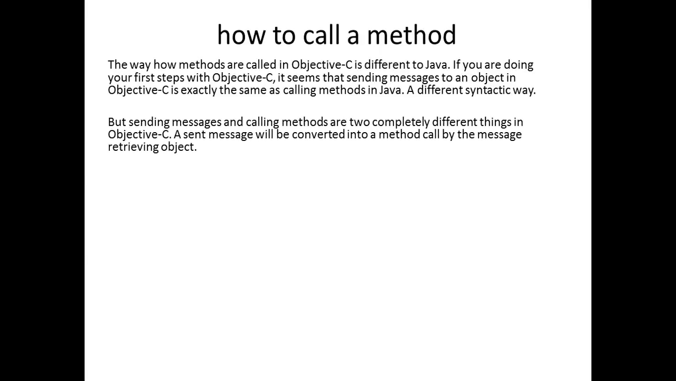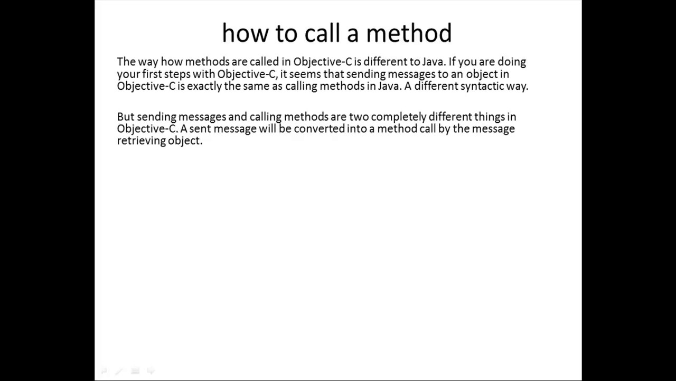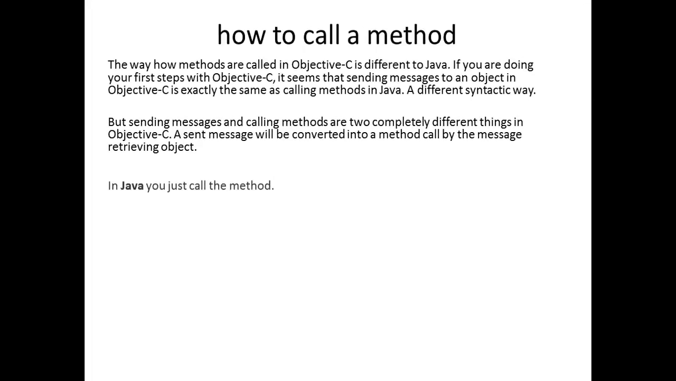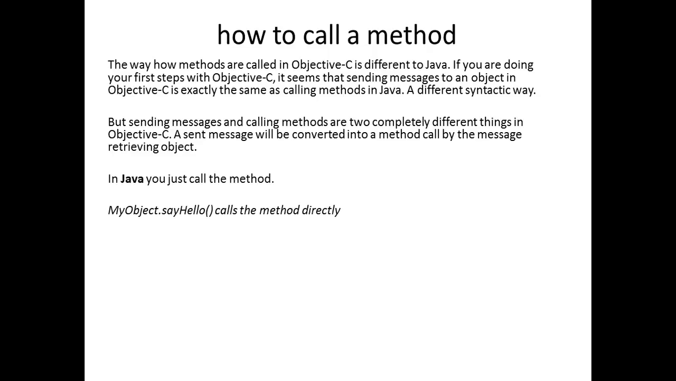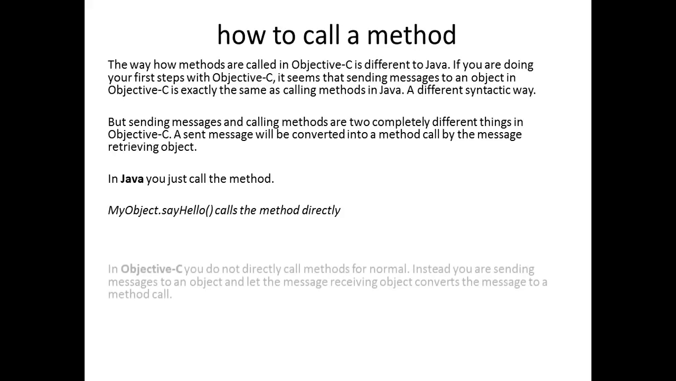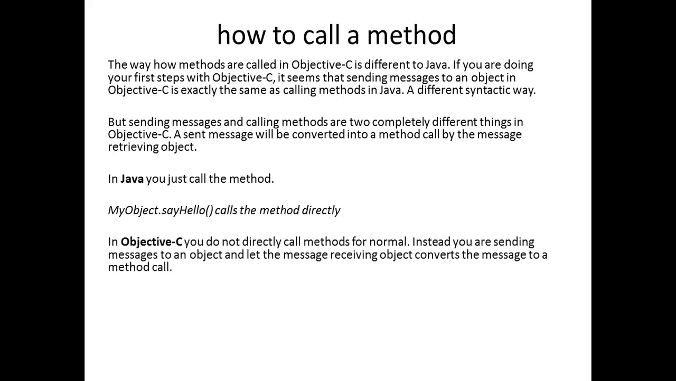But sending messages and calling methods are two completely different things in Objective-C. A sent message will be converted into a method call by the message receiving object. In Java you just call the method. In Objective-C you do not directly call methods normally. Instead you are sending messages to an object and let the message receiving object convert the message to a method call.